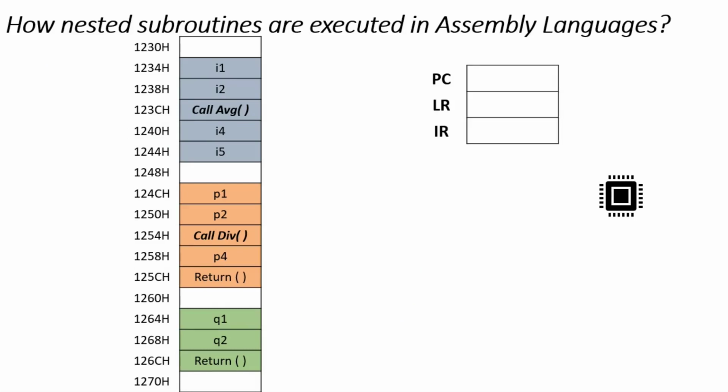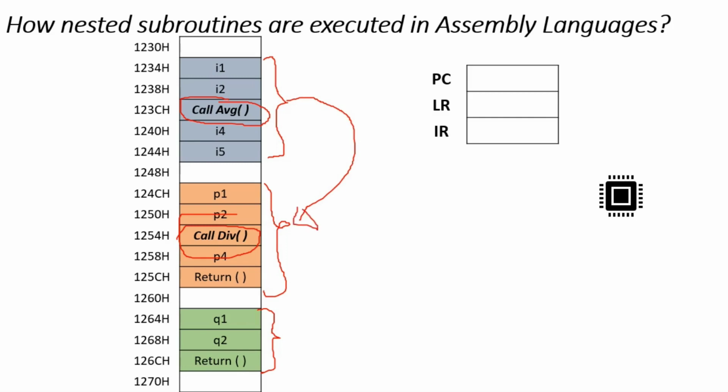Let us see how nested subroutines are executed and how the link register concept fails here. First of all, what are nested subroutines? Nested subroutines are a common programming practice where one subroutine calls another subroutine. For example, I have a main program, and in the main program I am calling the average subroutine. Within the average subroutine I am calling one more subroutine called divide. So one main function calls one subroutine, average, and average calls another subroutine, divide.